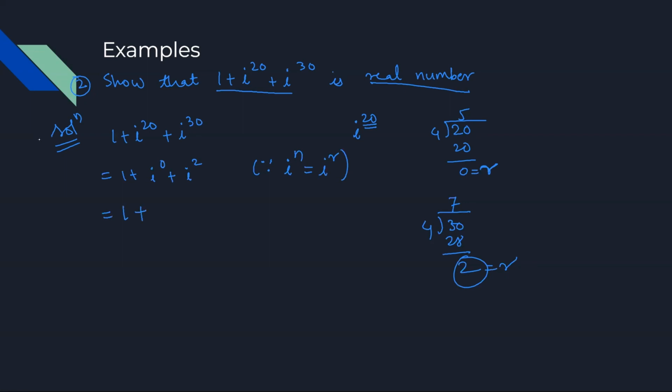So what would be i raised to power 0? It is 1, and i raised to power 2 is minus 1. So this would be 1 plus 0, which is 1. And 1 belongs to the set of real numbers. So therefore 1 plus i raised to 20 plus i raised to 30 is real. Okay, I hope you have understood this example. Now let's move on to the next example.